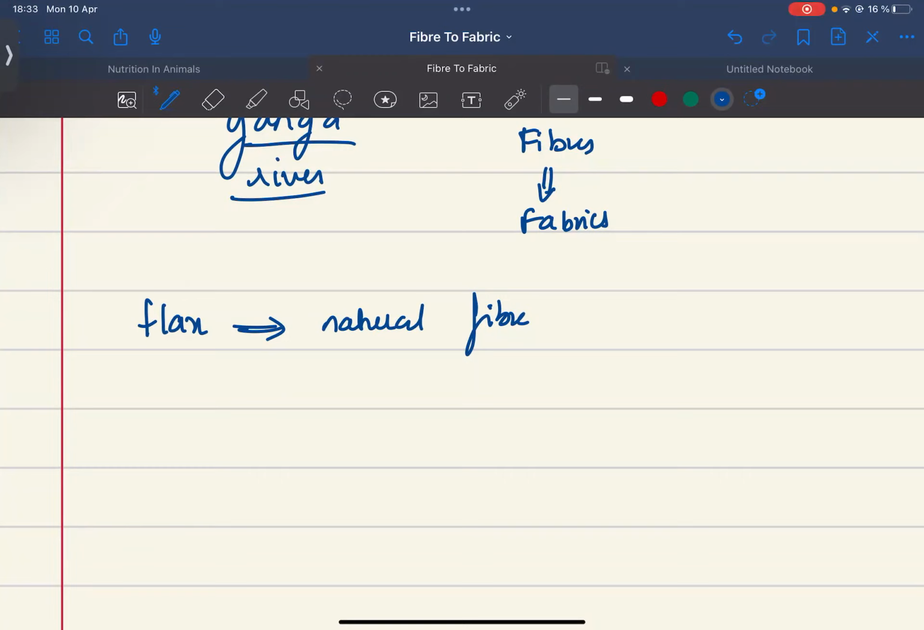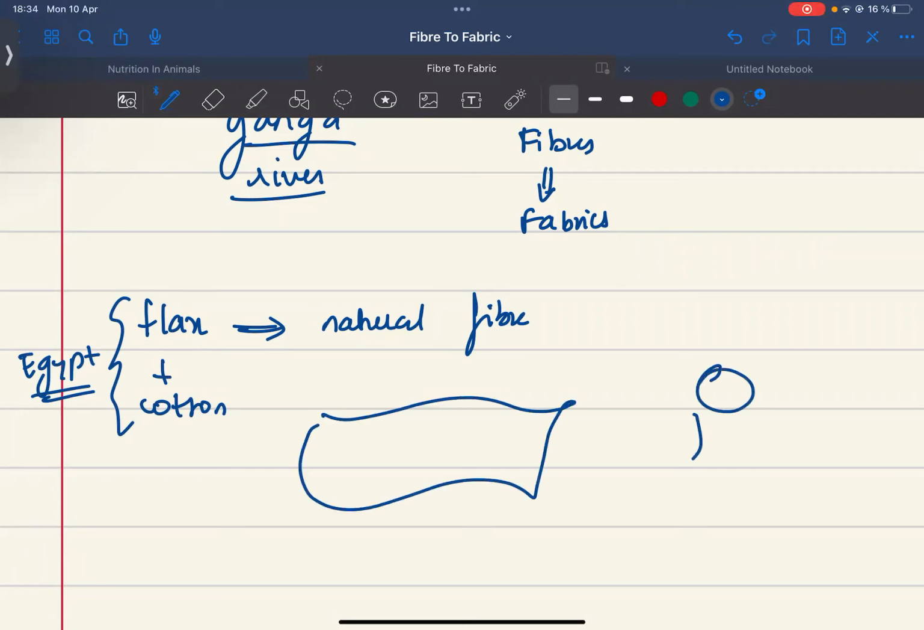In ancient Egypt, both cotton and flax were cultivated near the river Nile, and they were used to make fabrics. So flax and cotton both emerged in Egypt. In those days, stitching was not known by many people. So people draped the fabric. They just took the cotton cloth that was made and wrapped themselves up.